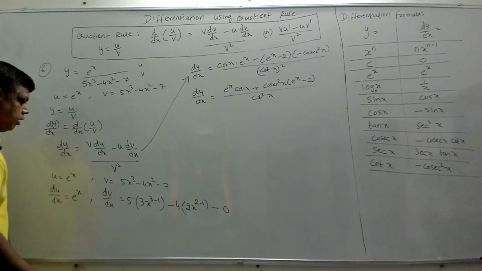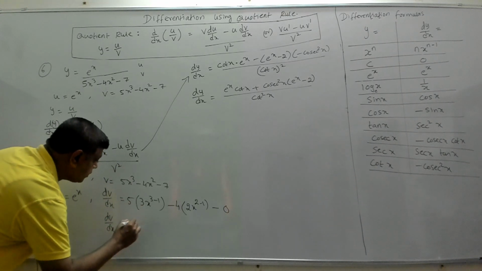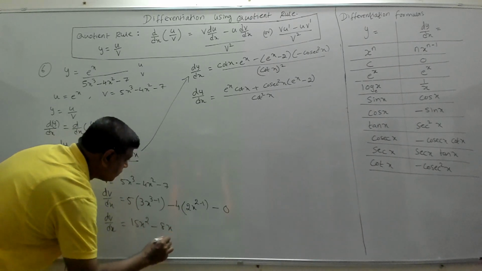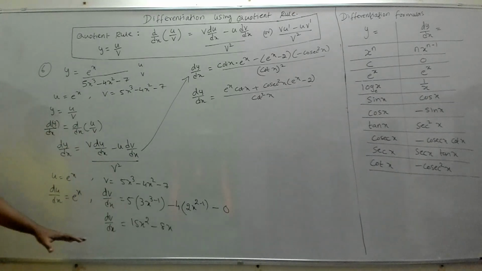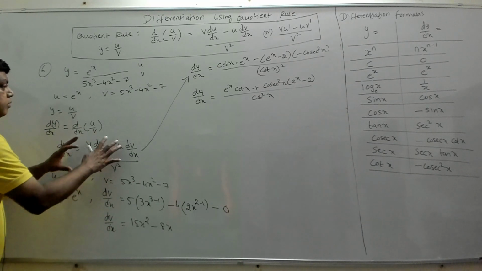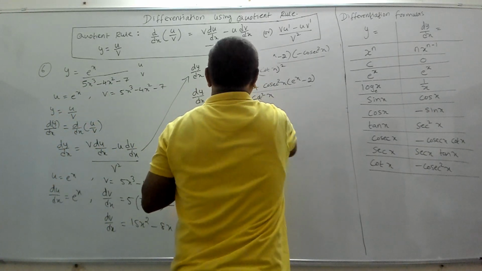Fine. Now if you simplify this, we get dv by dx is equal to 5 3s are 15x square minus 4 2s are 8x, minus 0. So this is your derivative of v. Now we will substitute all this here. So what is our dy by dx? So dy by dx becomes, here is this.